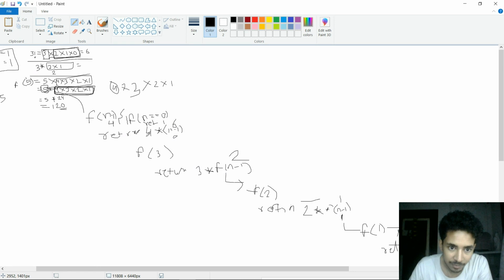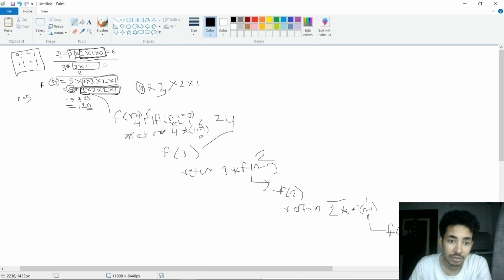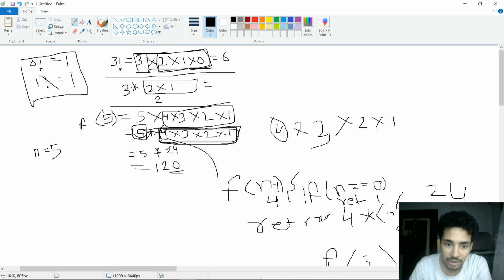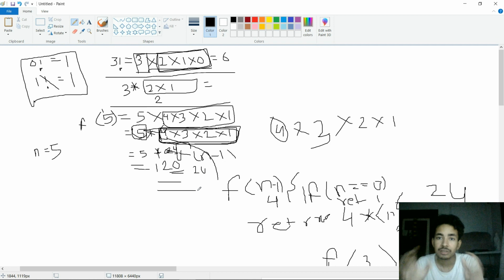and then 4 multiplied by 6 is what? 6 fours are 24. So in this function we get 24, and then we will move further. So here we will get 24, the function of n minus 1. So 24 multiplied by 5 is 120. And like this only we will get this answer.